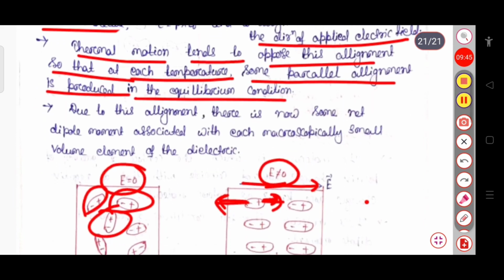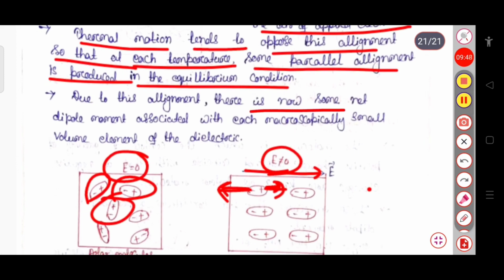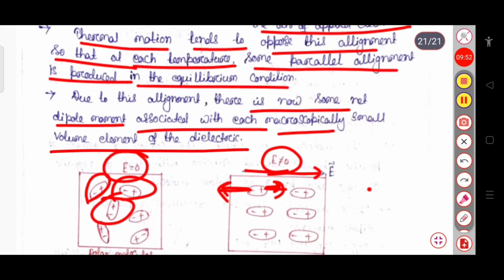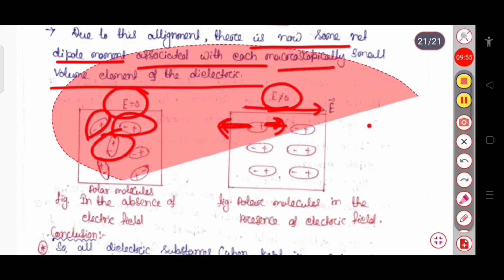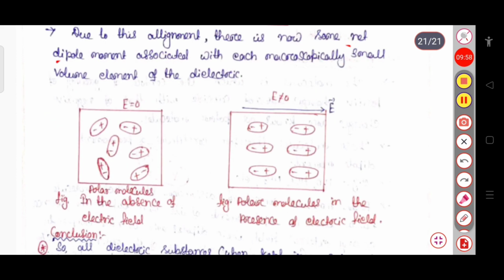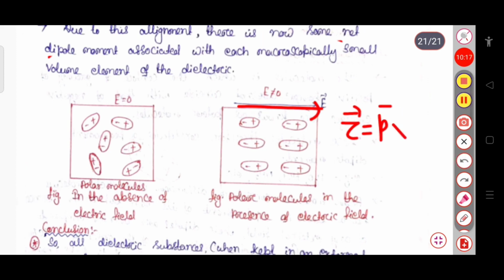And due to this alignment, there is some net dipole moment associated with each macroscopically small volume element of the dielectric. So in this case, you can see that when we apply some electric field to these polar molecules, these things happen that we have already discussed. That is, the electric dipoles will tend to align themselves in the direction of the field, and a torque is developed, that is tau equal to P, the dipole moment, cross E naught, the electric field that we have applied.